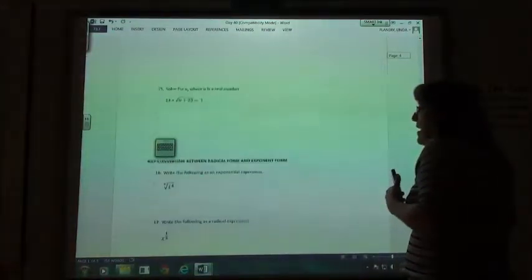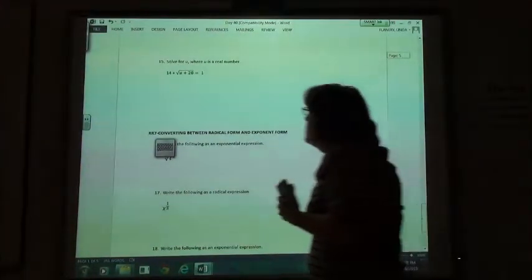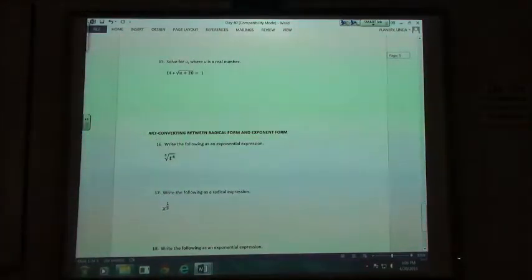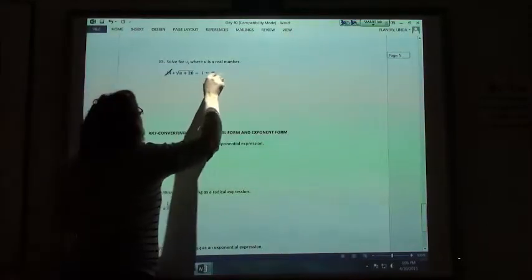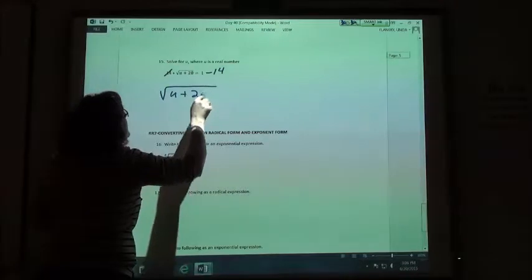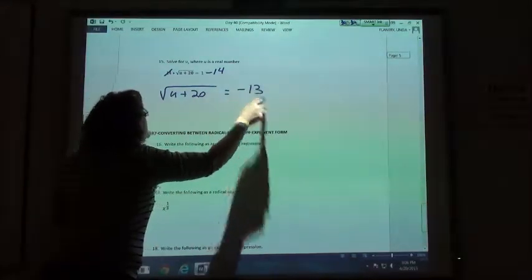Number 15. I want to solve this for u. Again, the square root is not by itself. I need to move the 14 to the other side. So I'm going to minus my 14 and say the square root of u plus 20 equals negative 13.